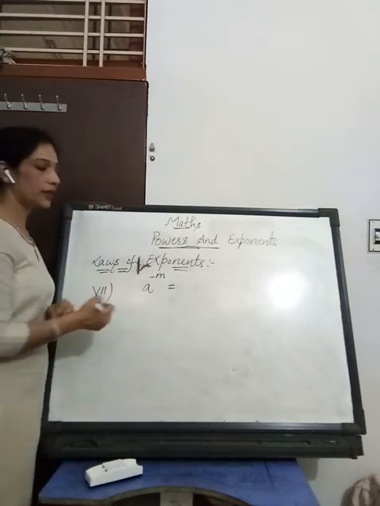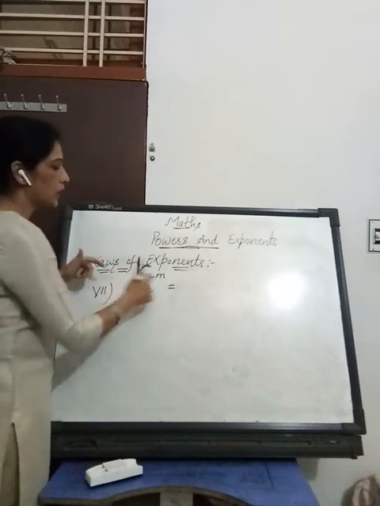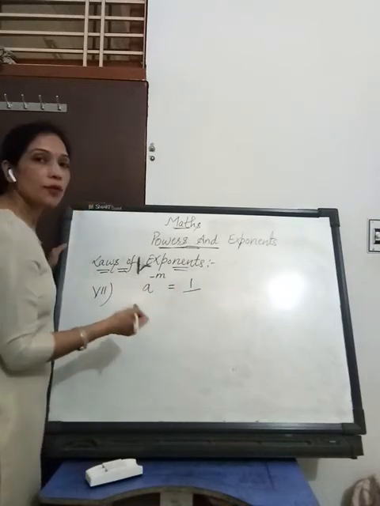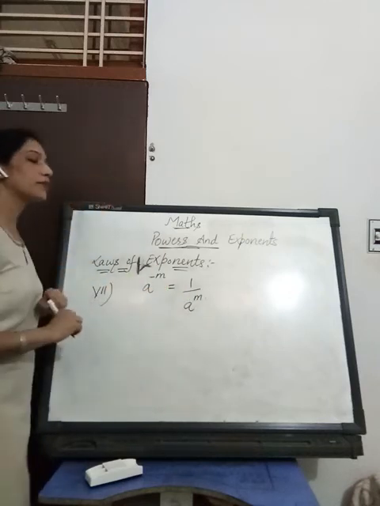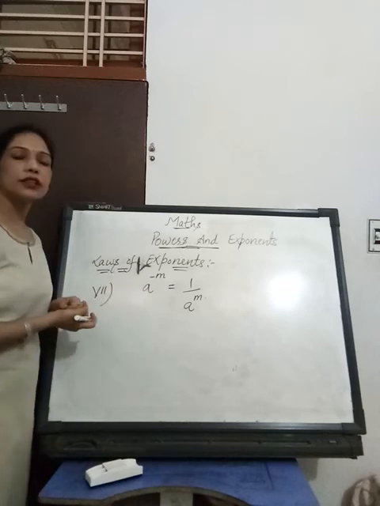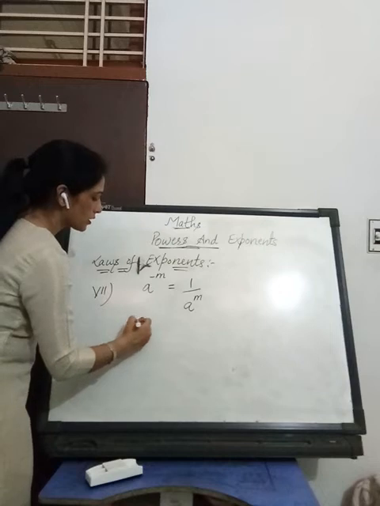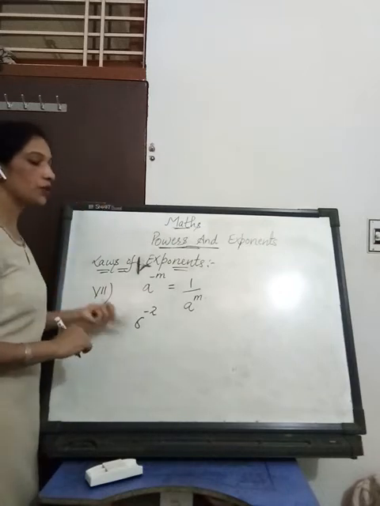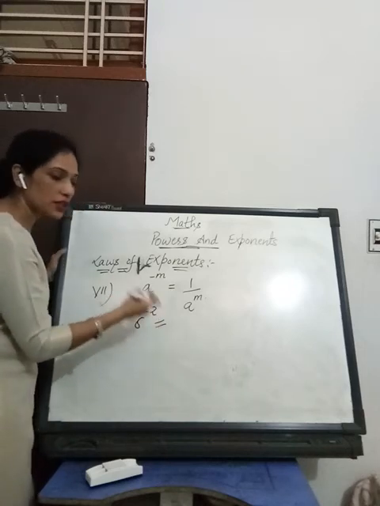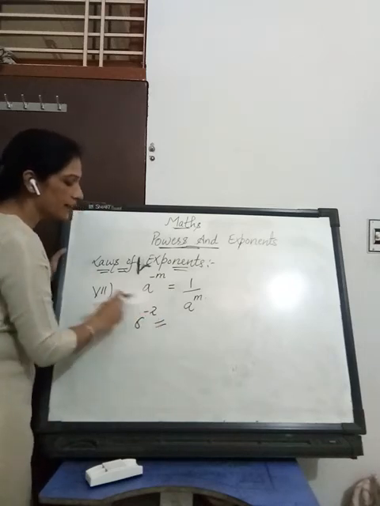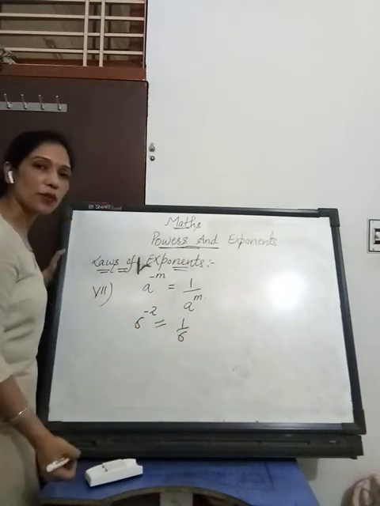How you have to solve it? The power is in negative form. You have to convert it into positive form. So you have to write the reciprocal of the given number, so it would be converted into positive form. For example, the question is 6 raised to power minus 2. Now you have to solve it. First of all, you have to convert it into positive form. So you will write the reciprocal of the base. 6 is there and you will write 1 upon 6.